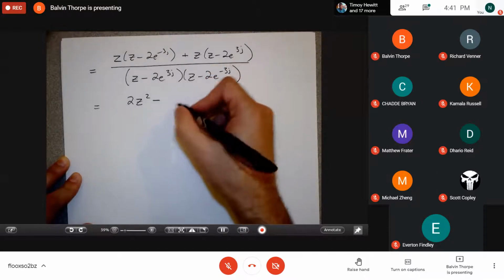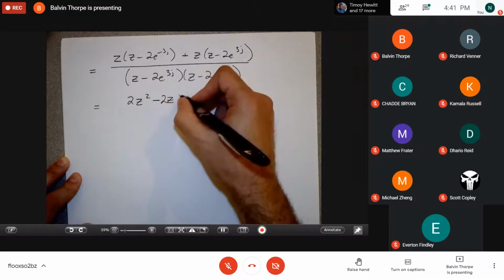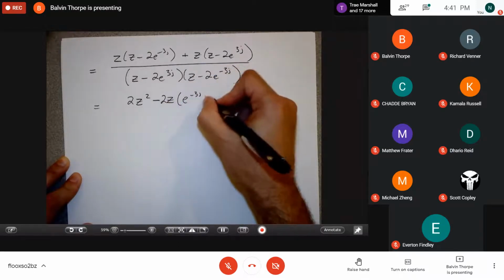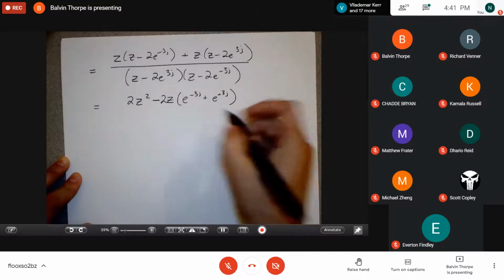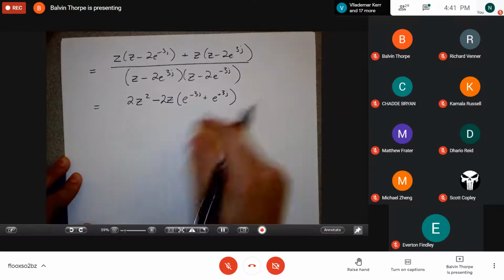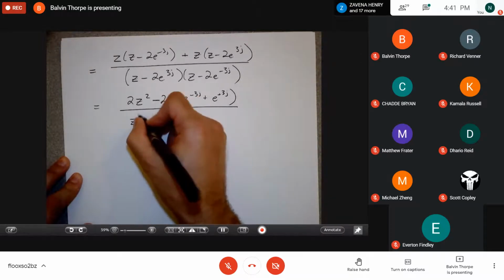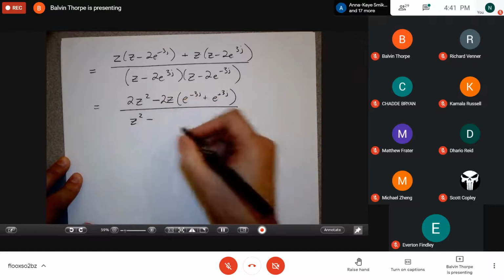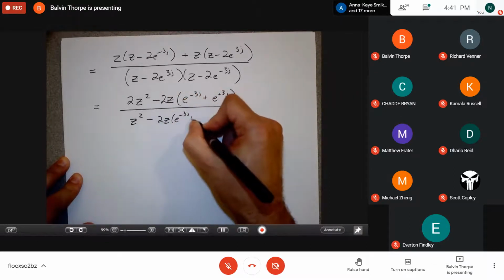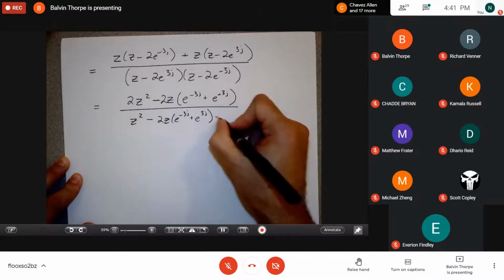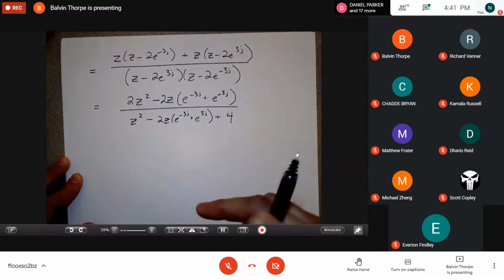So what I'm going to have is a 2z times e to the minus 3j plus e to the plus 3j, right? So again, here I'm going to get my cosine coming back at me. And the same thing here, I'm going to get z squared minus 2z, this thing, plus 4, and then when I multiply these things together, they cancel each other out.